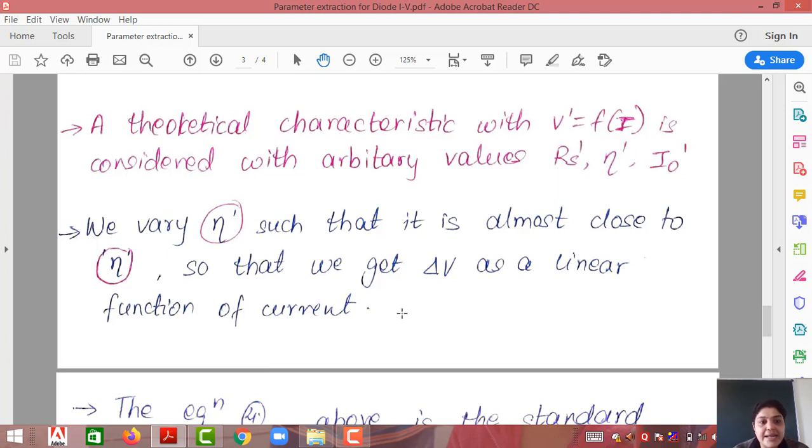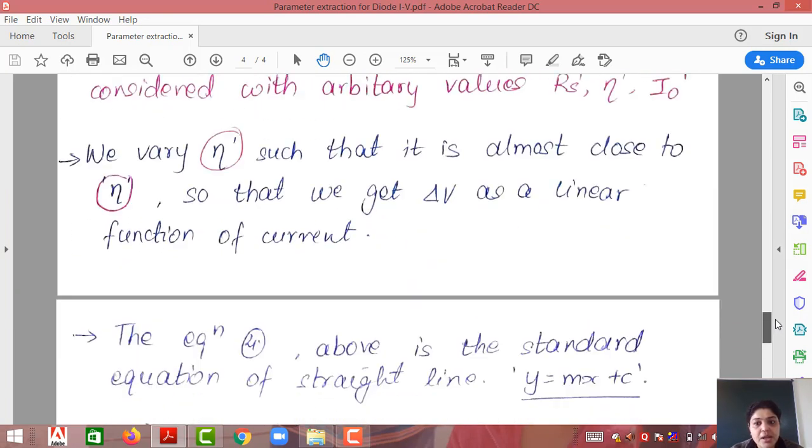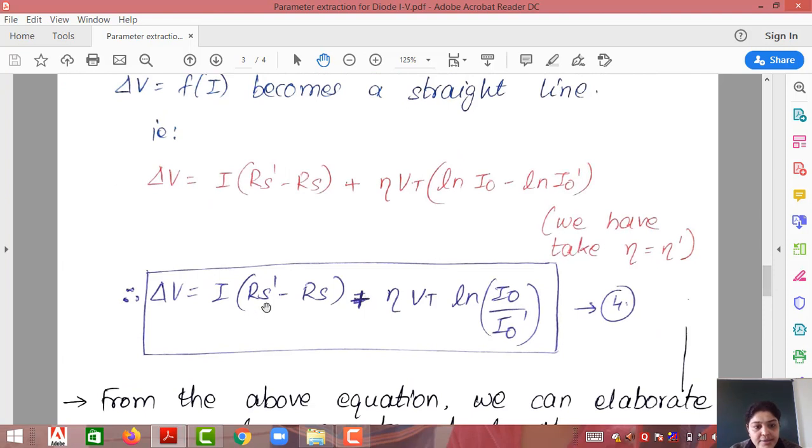So we are varying eta dash in such a way that it is close to eta. What will happen? We will be getting the characteristic as a straight line, that means voltage as a function of linear current. And from this straight line which we get, we can obtain the values of Rs dash, eta dash and I0 dash.